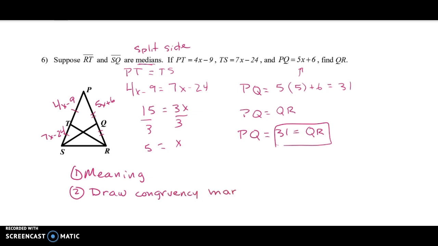Congruency marks or angles, and or 90-degree angles. Okay? And then from there, you're going to set up your equations. But you have to get those special segments figured out.